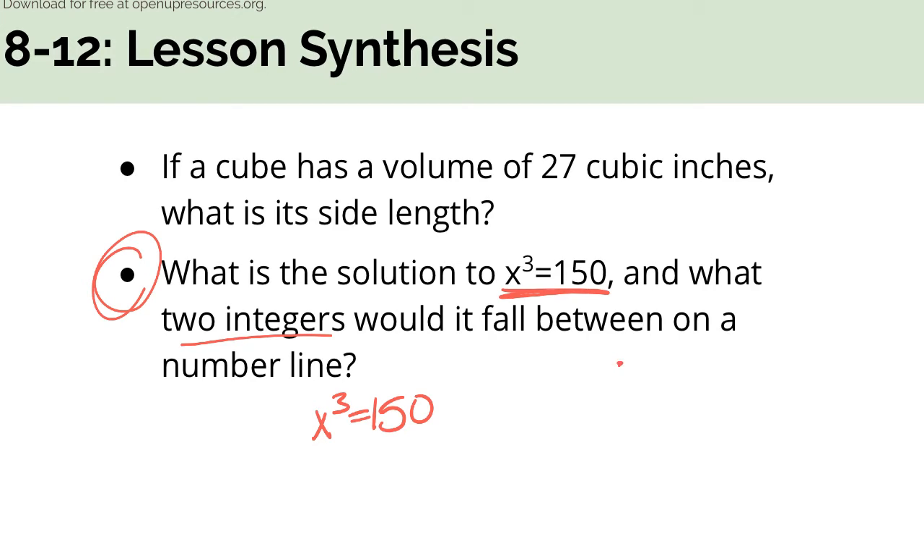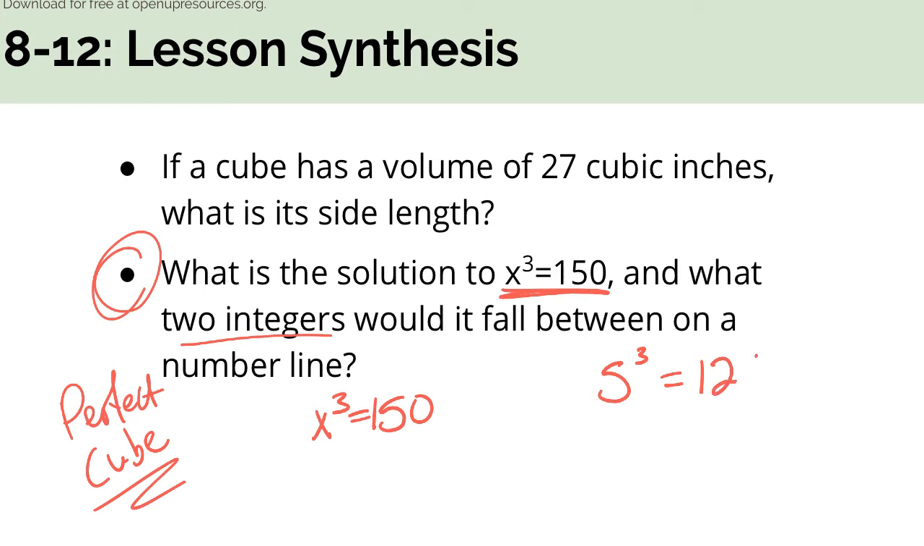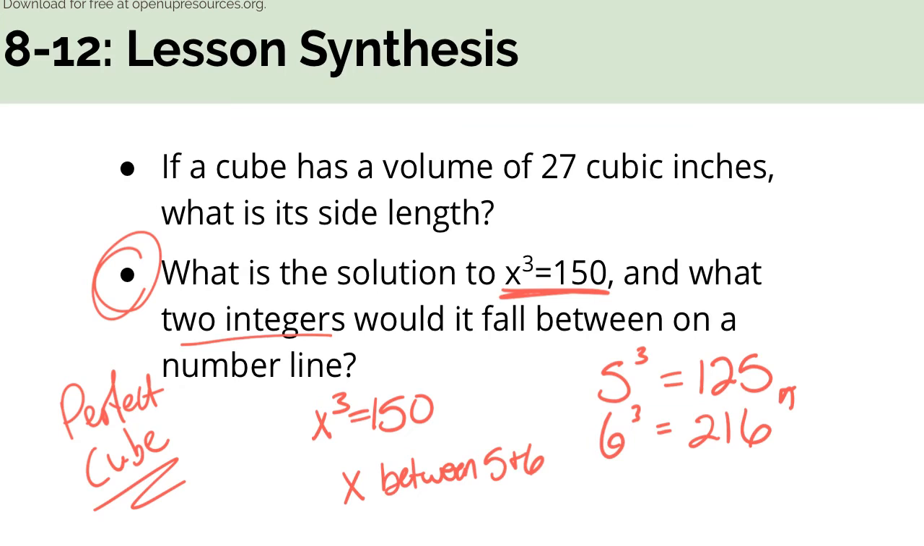Well, let's think about some things that we do know, and again, use your perfect cube reference sheet for this. 5 cubed would be 5 times 5 times 5, which is 125. So that's less than 150. 6 cubed would be 6 times 6 times 6, and that's 216. So I know that x is going to be between 5 and 6. Probably a lot closer to 5, so maybe something like 5.2.